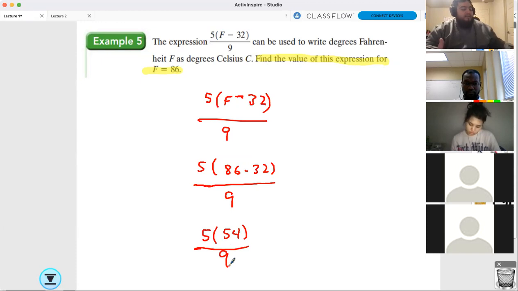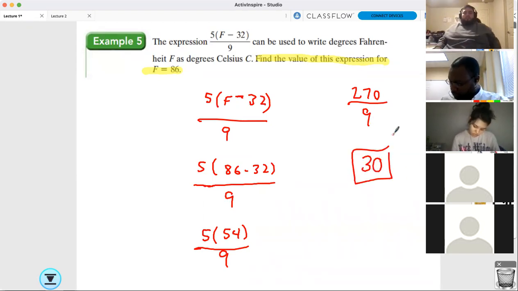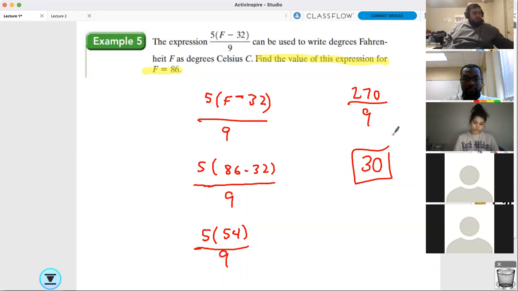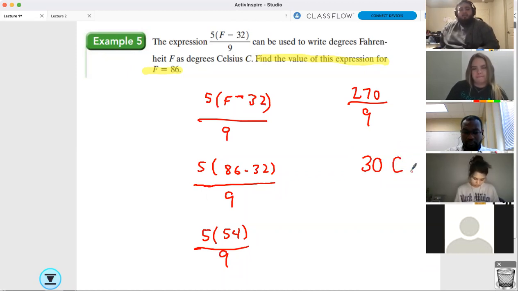Just because I'm a mathematician doesn't make me a calculator. I don't know what 5 times 54 is. Or actually, I lied, it's 270. But I use a calculator to double check my work because I'm not perfect. 54 times 5 is 270. So then I get 270 over 9. Then divide those two at the end, and the answer is 30. Celsius, right? 30 Celsius. Thank you for the unit correction.